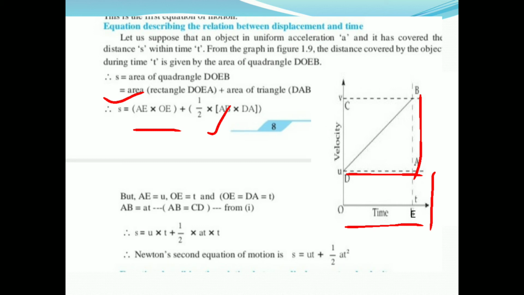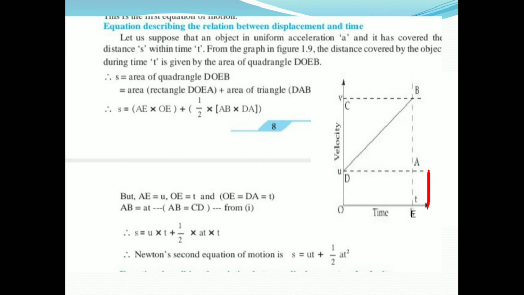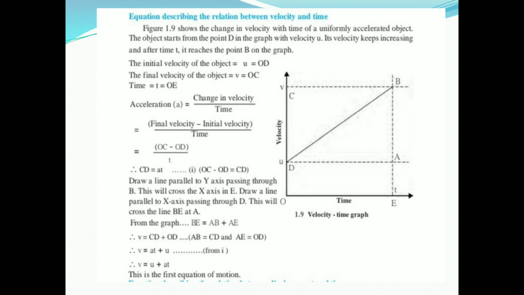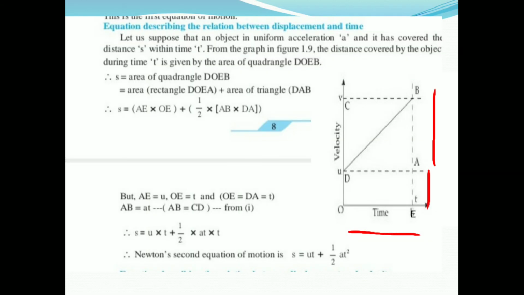But we know that AE is u, the initial velocity, OE is time t, and AB is the at that we found in the first equation, that is AB is equal to CD and CD is equal to at. Therefore AB is equal to at, that we are using here. So in this equation let us substitute values.